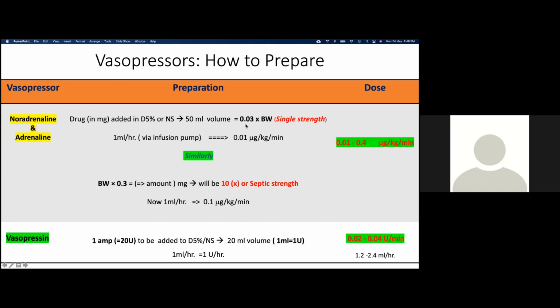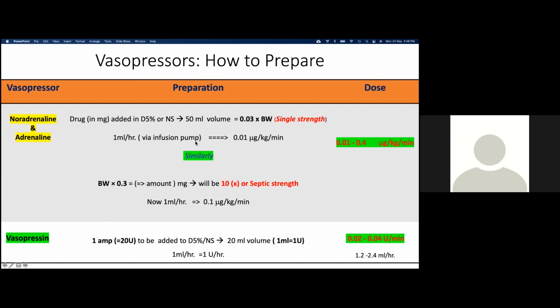We just use 0.03 as the multiplication factor, times body weight. Suppose an adult male has a weight of 70 kilogram. So 70 into 0.03 will be 2.1 milligram. So we add this 2.1 milligram of noradrenaline, which is roughly equal to 2 ml, and make it 50 ml.